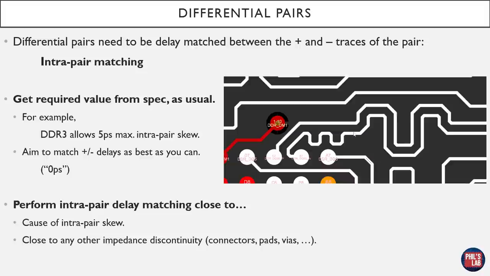We want to perform the intra-pair delay matching close to the cause of the intra-pair skew and close to any other impedance discontinuity. Because doing this squiggle only on one line, very simply speaking, will of course change the impedance properties of that differential pair. Therefore, we want to do this intra-pair delay matching close to, for example, connectors, pads, vias, within a lump distance of any other impedance discontinuity.